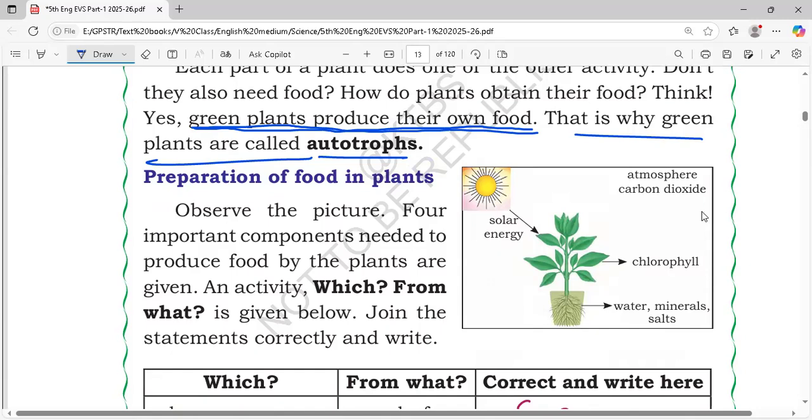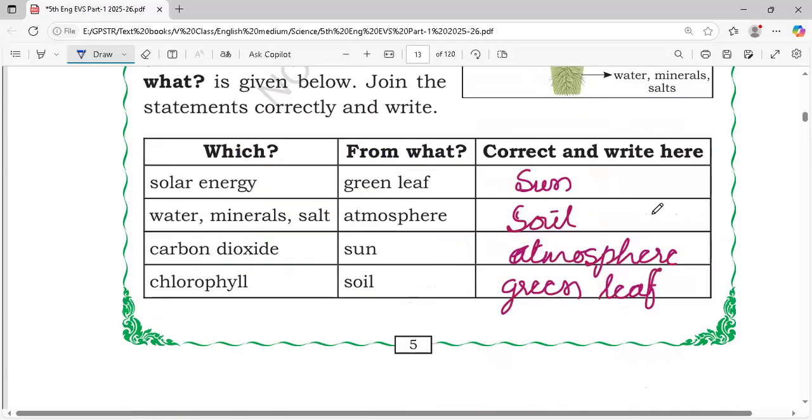An activity: from what is given below, join the statements correctly and write. Here, solar energy comes from the sun. Water, minerals, salts come from the soil. Carbon dioxide is there in the atmosphere. Chlorophyll is there in the green leaf. This is the correct match.